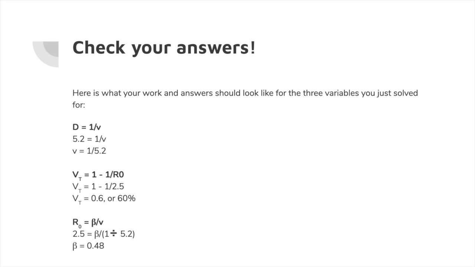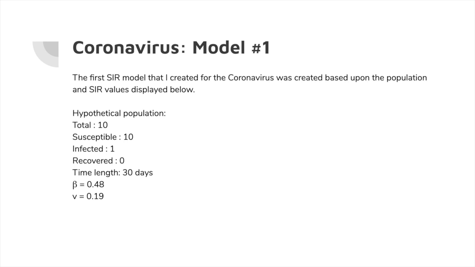And for beta, you should have gotten 0.48. Okay, so here are my models for coronavirus. I solved for beta and V. So for beta, I got 0.48, and V simplified was 0.19, and here's the population and time length.